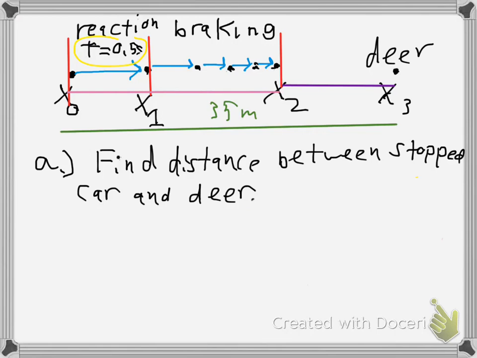So our ultimate goal is to find the distance between the stopped car and the deer. What that's asking us to find is x3 minus x2. So this is our ultimate goal. That's what we want to find, that position, which is represented by the purple line over here. And so like I said, we need to break this into two parts, a reaction time part and a braking part.